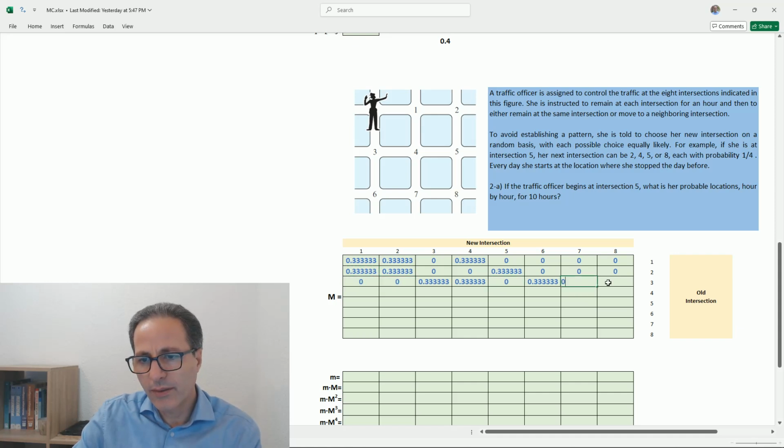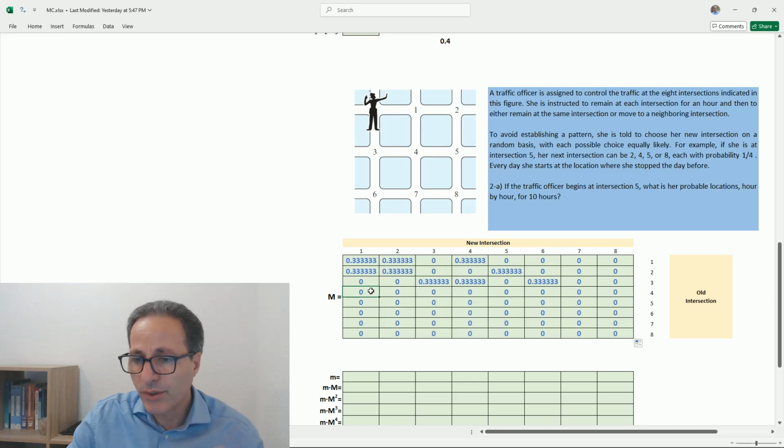I could do something else. I could put zeros everywhere and just change those which are not zero. Now I do that one here. I put zeros here and I will change those which are not zero. I copy down. For now they are all zeros. Now we find those which are not zeros.